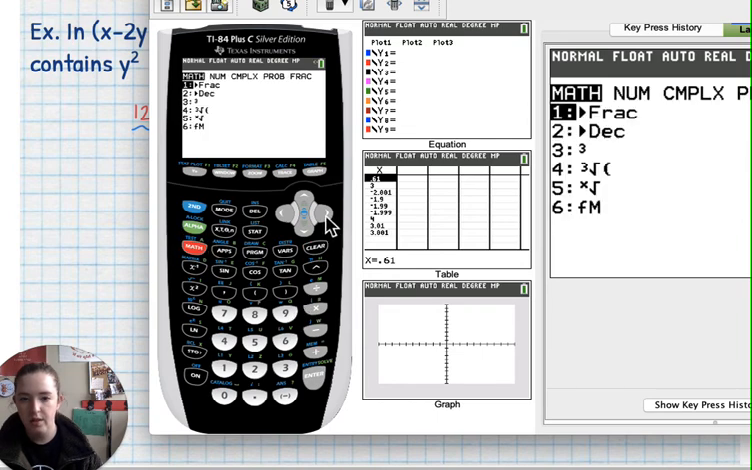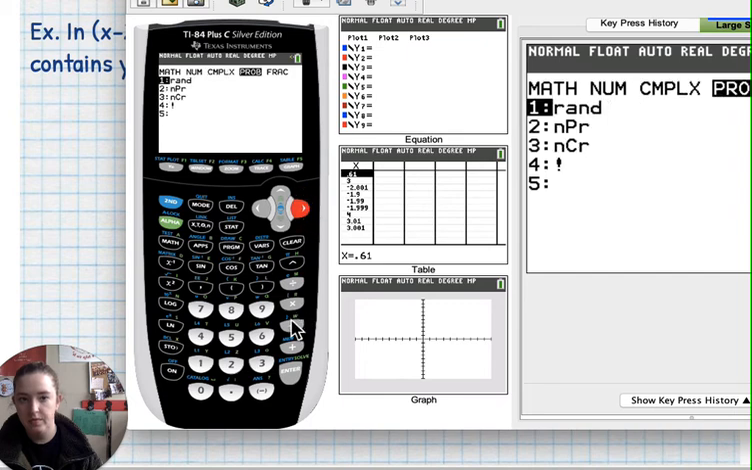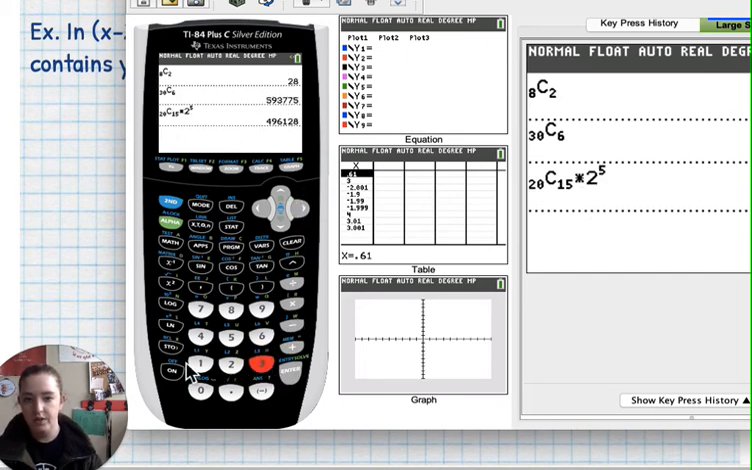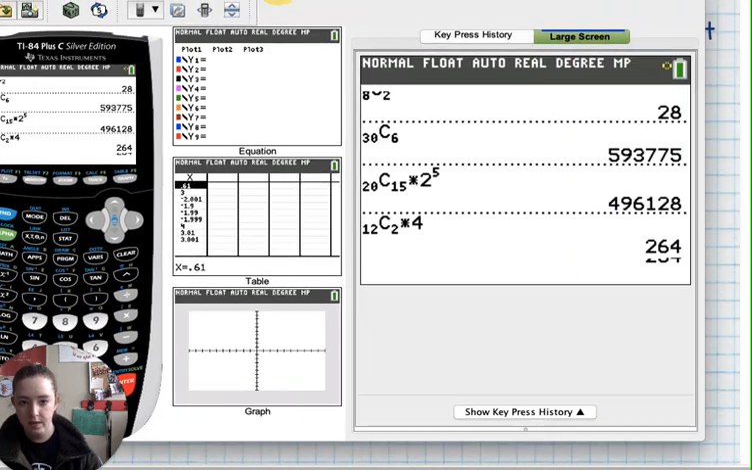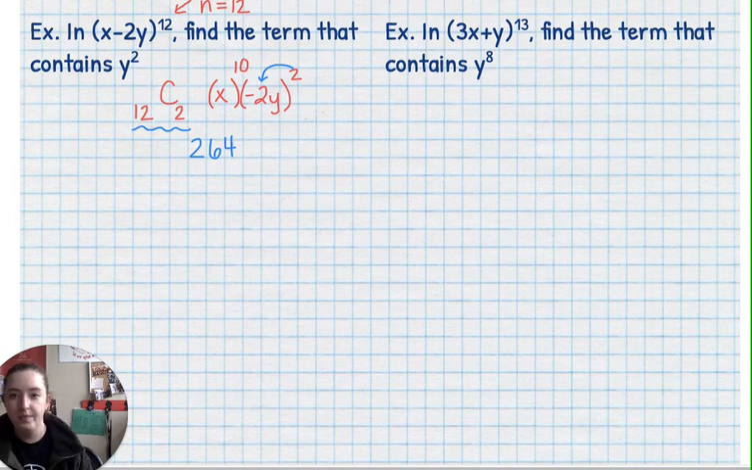math, go over to prob, 3 for the choose, 12 choose 2, times negative 2 squared, or negative 2 squared is 4. We'll get 264. Right. So we got 264, then we have x to the 10th y squared.